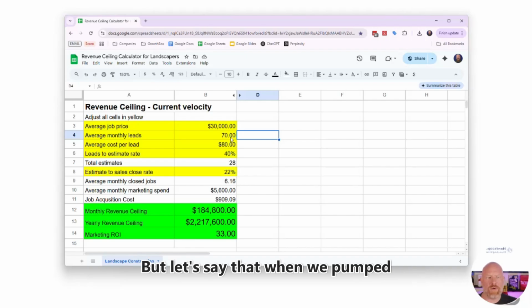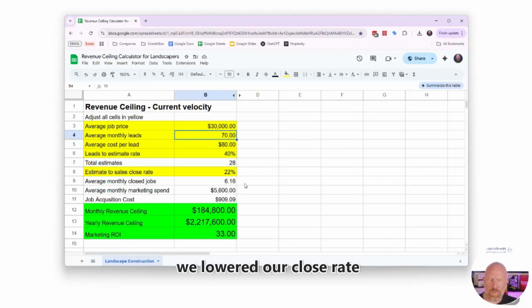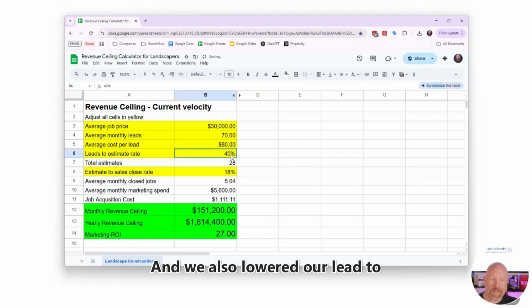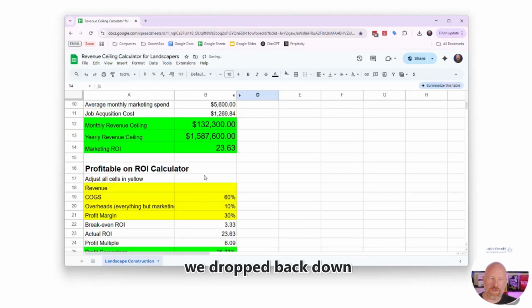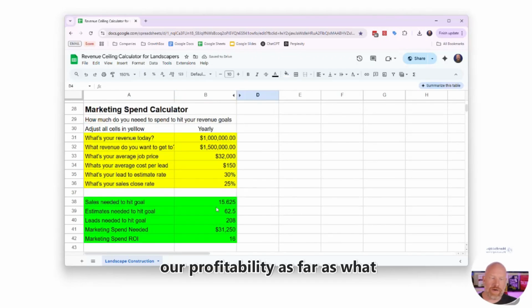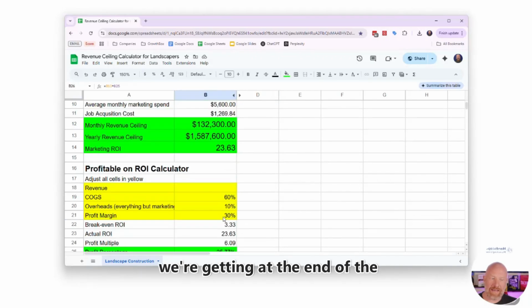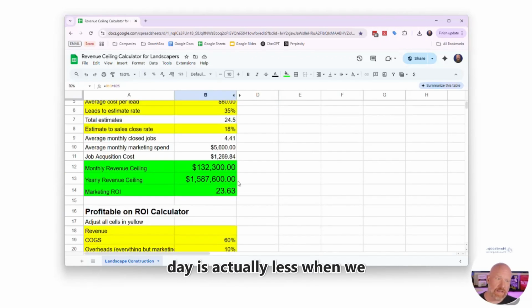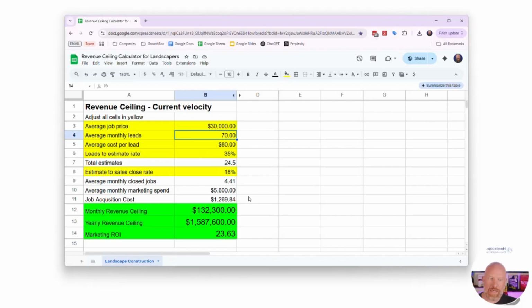But let's say that when we pumped up the lead volume, we lowered our close rate, and we also lowered our lead to estimate rate a little bit. We dropped back down. In fact, our profitability at the end of the day is actually less than when we had less lead volume, because our estimate to close and our lead to estimate rates dropped. So now you're basically just doing more work for less money.